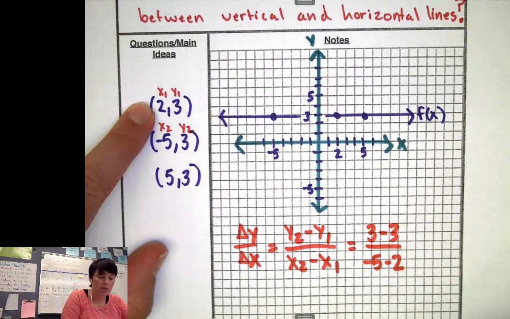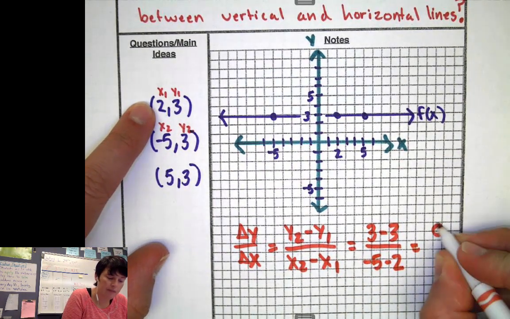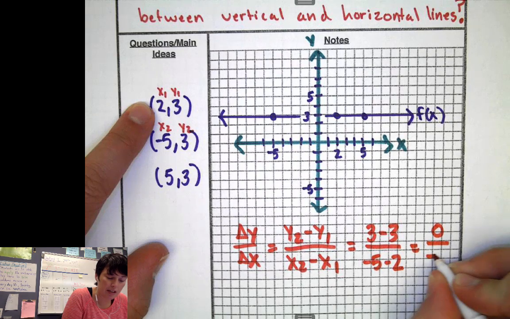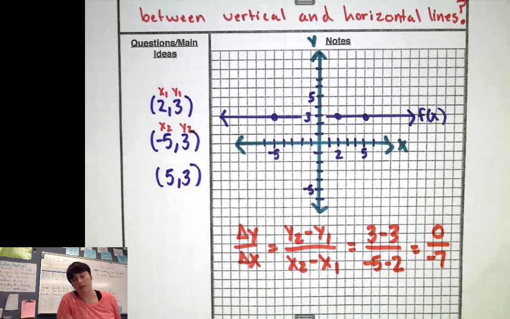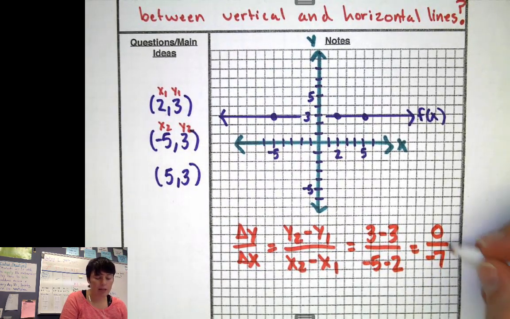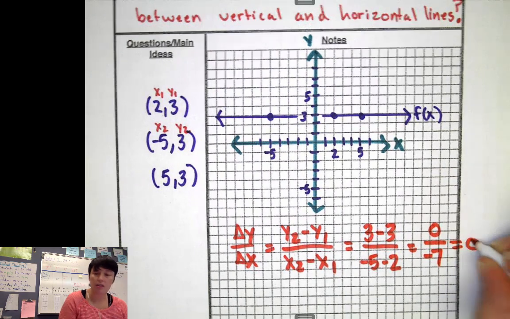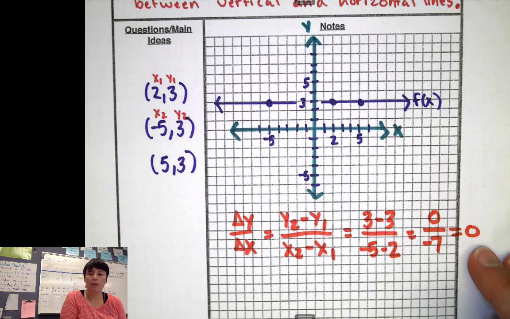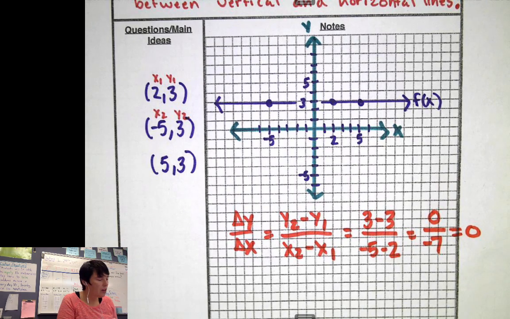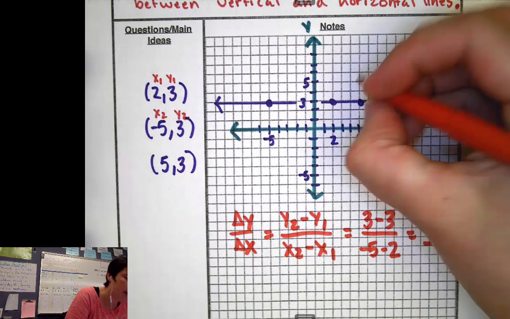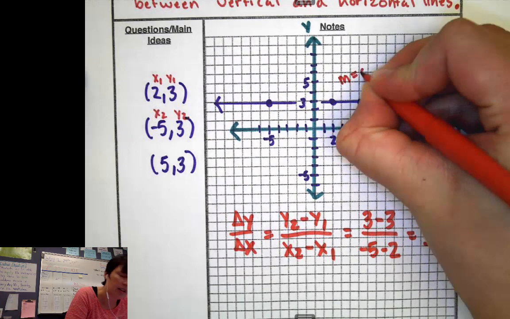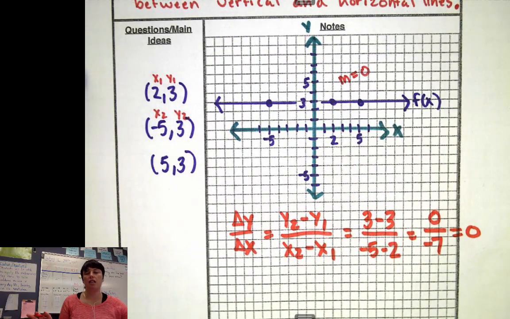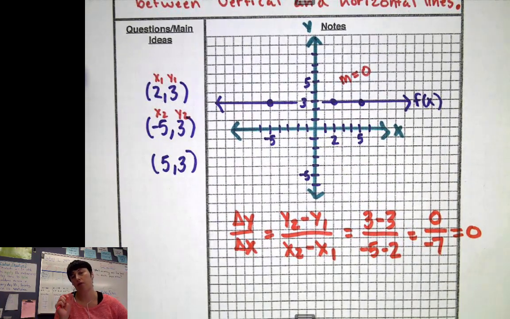Okay, well, here's what I know. 3 take away 3 is 0, and negative 5 take away 2 is negative 7. But fractions mean divide, and 0 divided by negative 7 is really just 0. So what kind of slope does our line have? Well, it has a slope of 0. So what I know is that my m from my mx plus b is equal to 0. Totally flat line, totally flat slope, so a slope of 0.